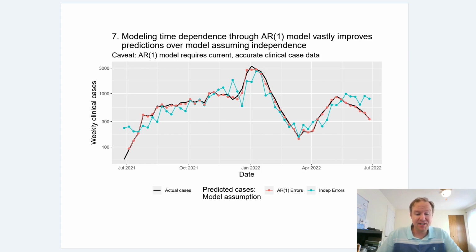However, taking advantage of the time dependence previously pointed out through an AR1 model greatly improves the predictions. This AR1 model takes into account whether the previous week's case count was above or below the model fit and adjusts the current week's fit accordingly. It should be noted, however, that the AR1 model requires current and accurate reported case counts, which, for instance, aren't currently available for COVID-19.